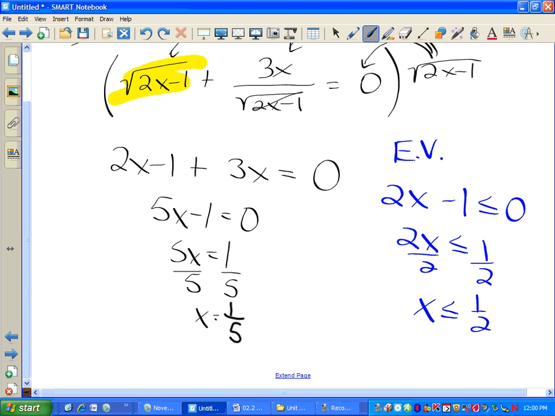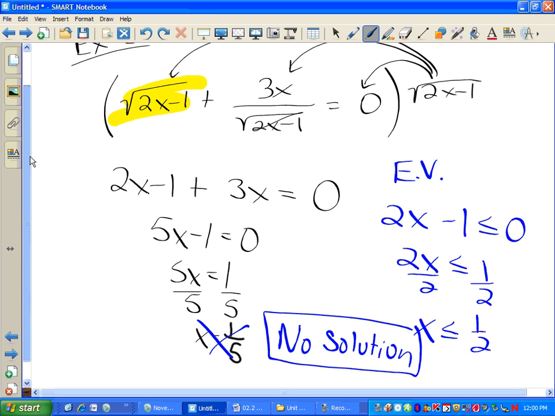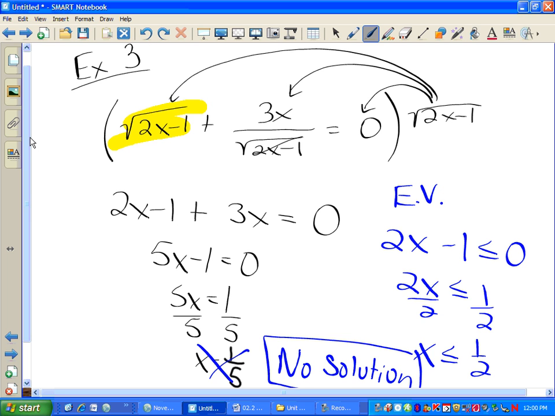Is ours excluded? So we're going to put no solution. Let's just double check and prove it to ourselves, because sometimes that's kind of yucky backwards in your head. So put in your calculator 2 times 1/5 minus 1. Does it end up being negative? It does end up being negative.